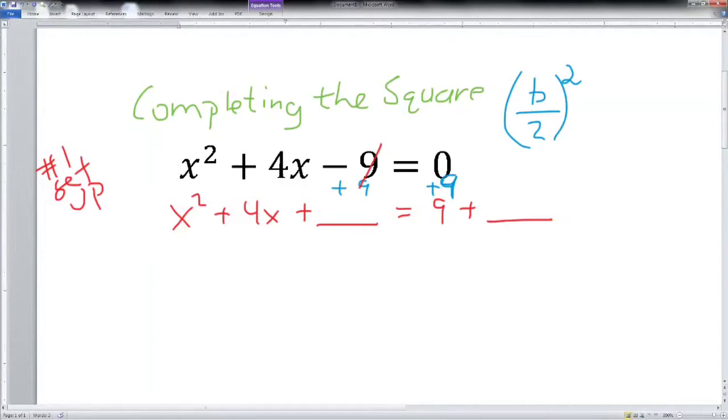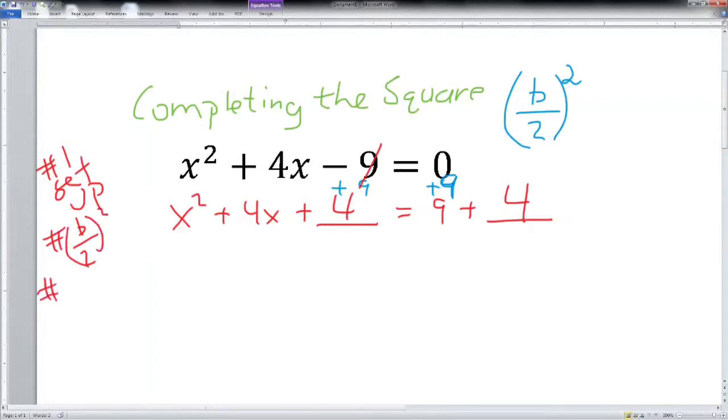In this case, the b value is 4. 4 divided by 2 is 2. 2 squared is 4. So yes, we're going to fill this in with 4. And whatever we put on the left-hand side, we need to put on the right side. So the other blank, we also put a 4. So, step 1, we did the setup. Step 2 is b over 2 squared.